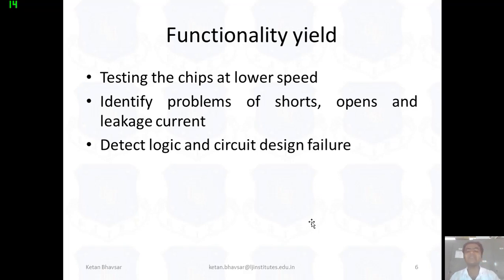Detect the logic and circuit design failures. If you're talking about the circuit, suppose we take one example of a voltage regulator. If you are not putting a capacitor on the output side, then definitely you are not getting a proper or smooth output. So we have to check this type of fault when we're talking about the functional yield. Also a logical fault is generated because of the pin configurations. You have not connected in a proper manner, or you have not done the programming well. These are the faults we can identify with the help of the functional yield.